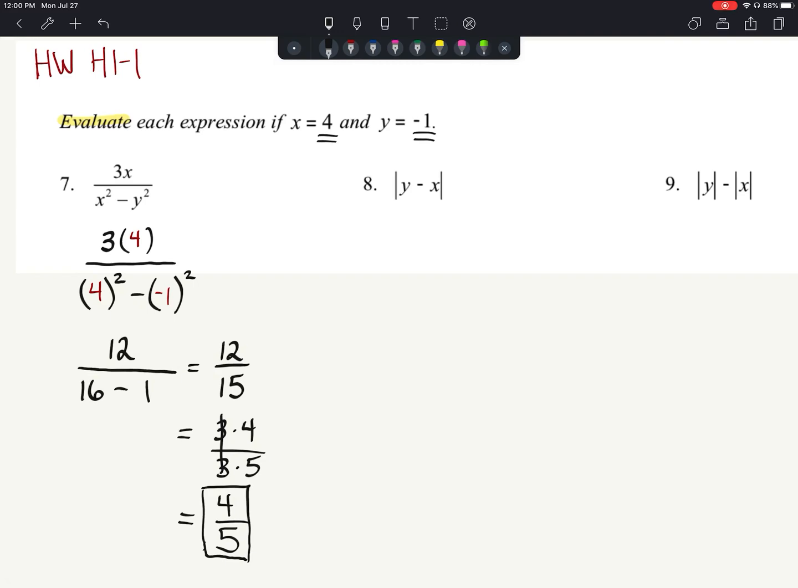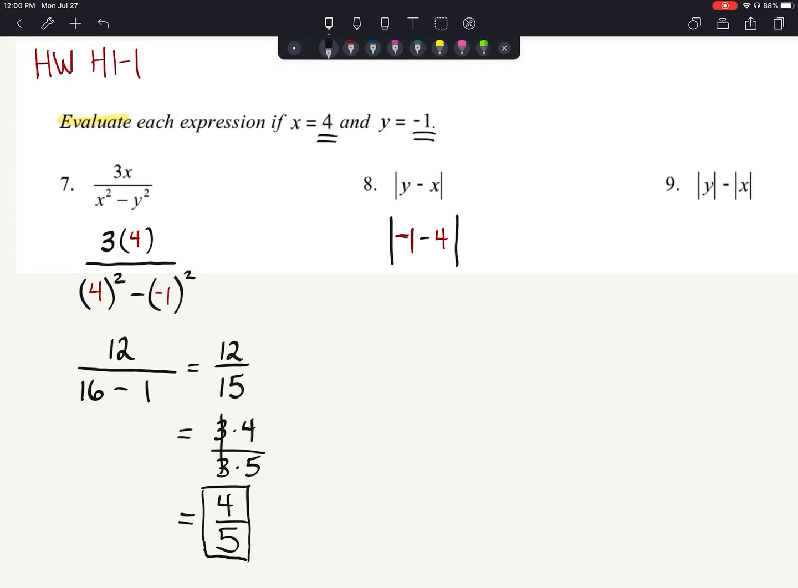All right, number 8, we have the absolute value of y minus x. Let's just rewrite it here. We've got a -1 in for our y. I've been trying to color code those so you can see what's been plugged in. And then we have minus, and then our x is going to be just 4.